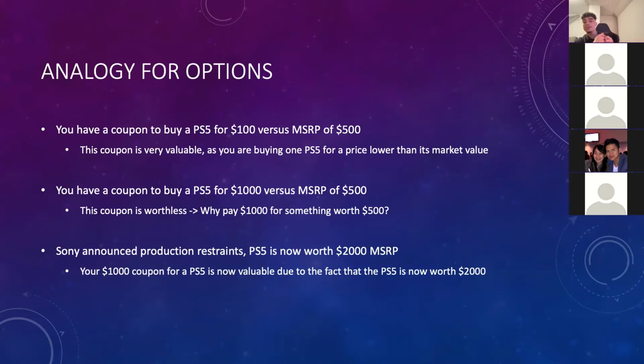So let's say Sony announces that PS5 production is going to drop. PS5s are now worth $2,000 per PS5, and you have this $1,000 coupon to buy it for $1,000. Now this contract that was originally worthless, because you'd be paying more for the product than what it's worth, is now valuable. You're paying less for that same product, even though it's priced at $2,000.